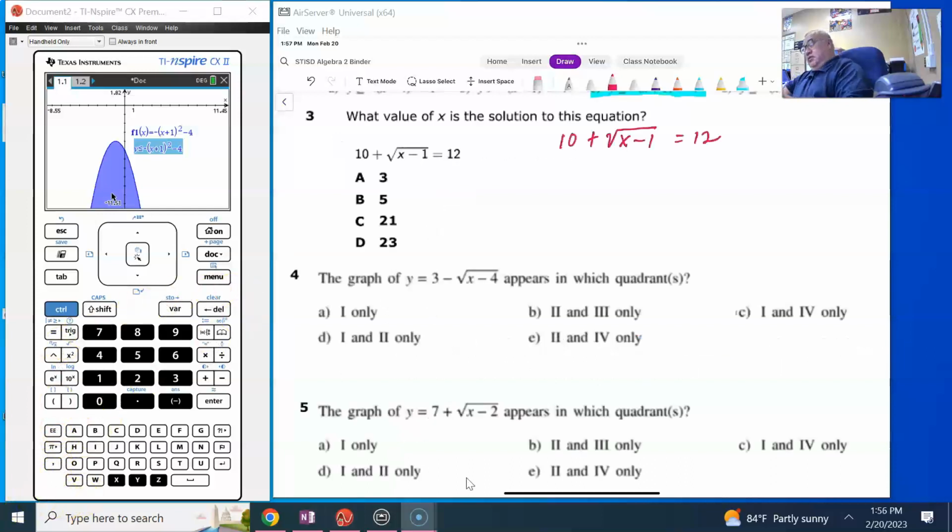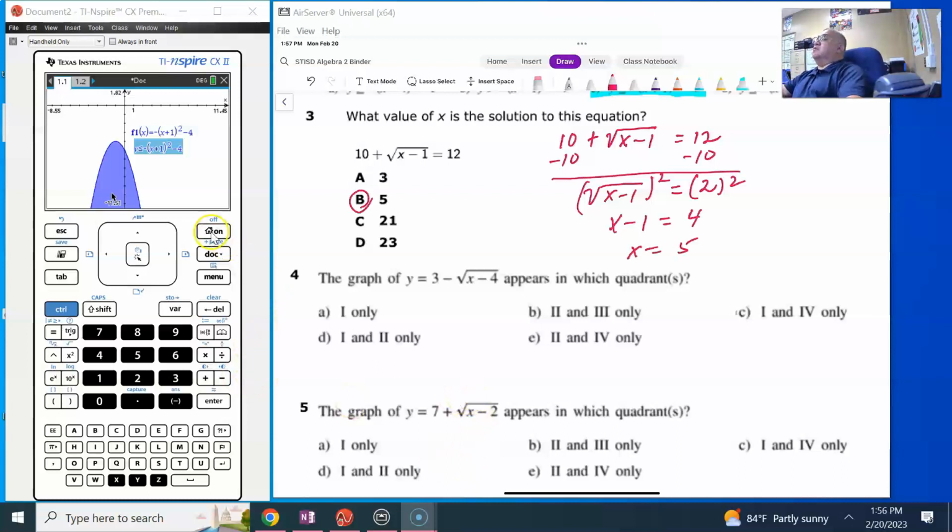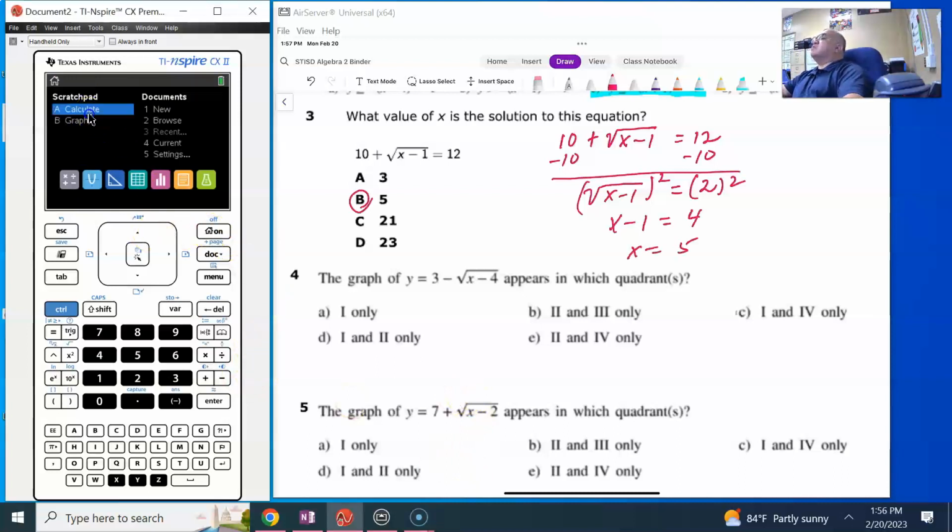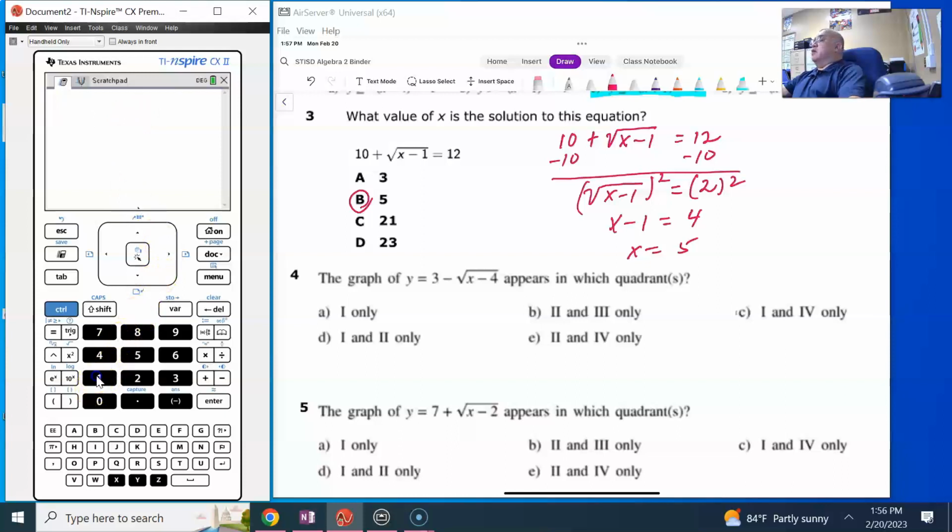Number 3, I'm going to go ahead and solve this. So we're going to subtract 10 from both sides. So we have the square root of x minus 1 equals 2. What we're going to do next is square both sides. So you have x minus 1 equals 4, so x equals 5. And if you wanted to check this, all you would have to do is substitute. So we have 10 plus the square root of 5 minus 1.